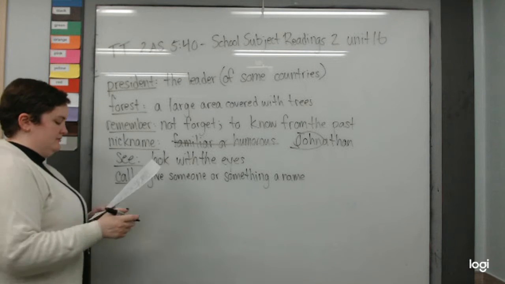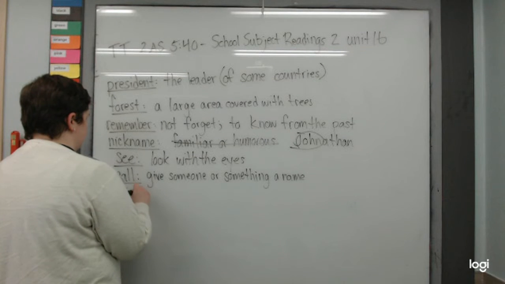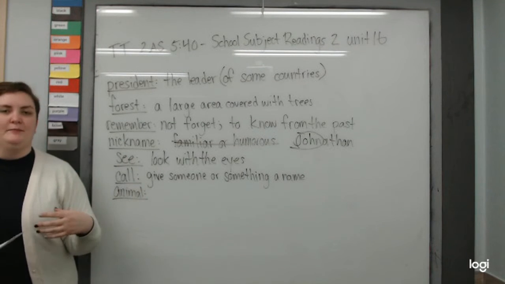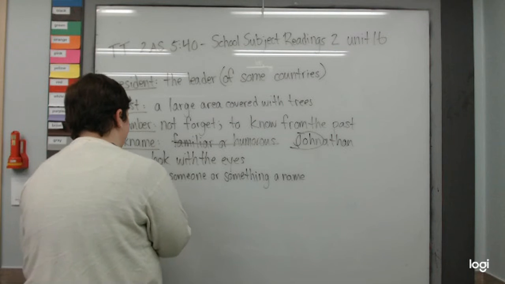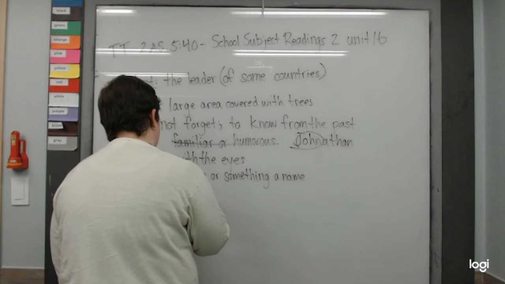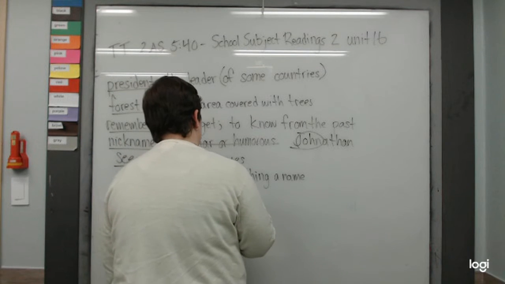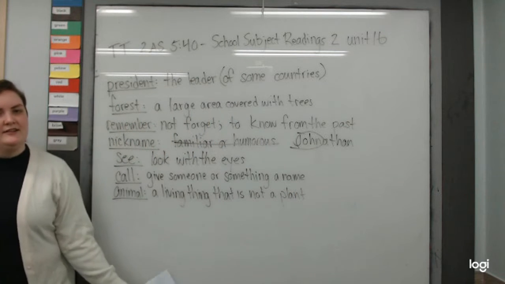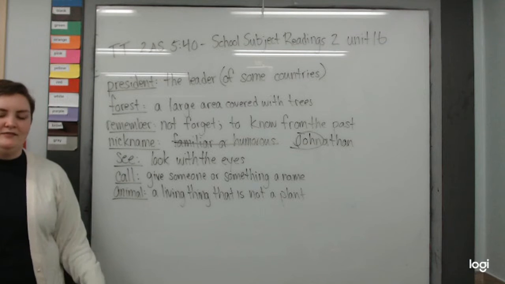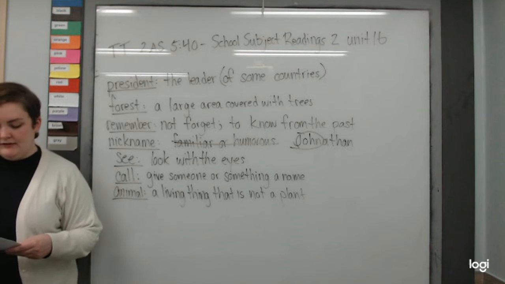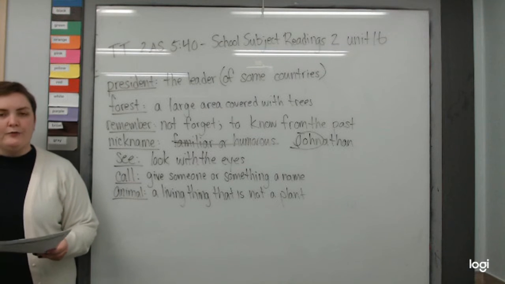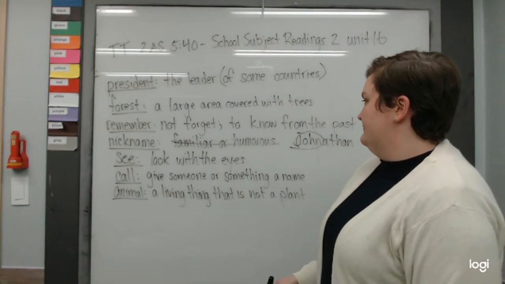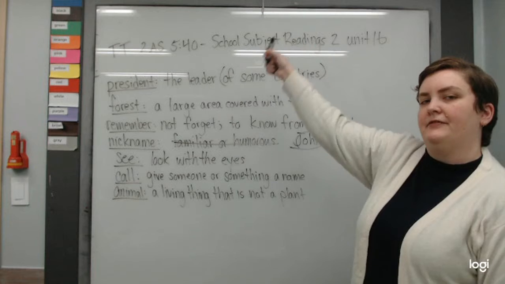And next is animal. Animal is basically a living thing that is not a plant. Basically. Don't tell your science teacher because this isn't really right, but basically, you know animal. And then baby is a very young child or animal, especially one newly or recently born. You know baby. Baby is easy. All right. Make sure you have all of your vocab written down.